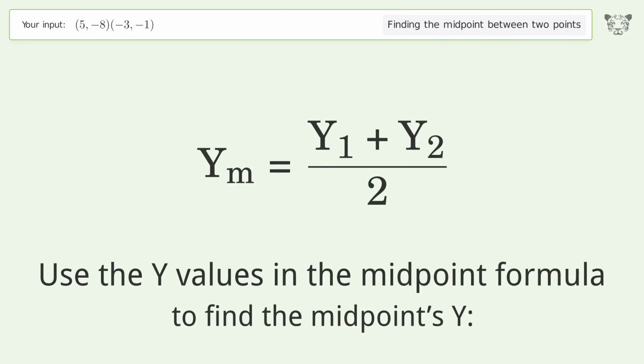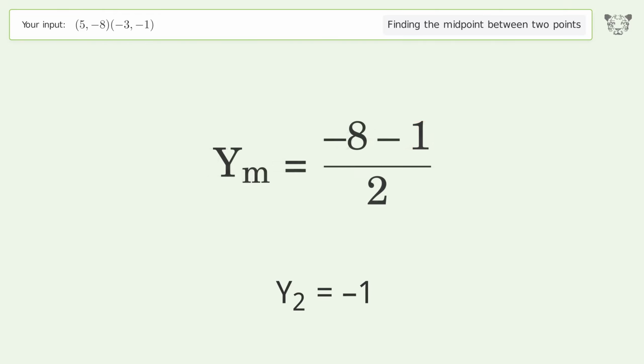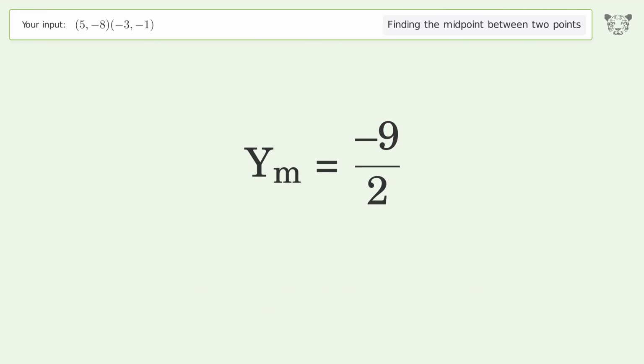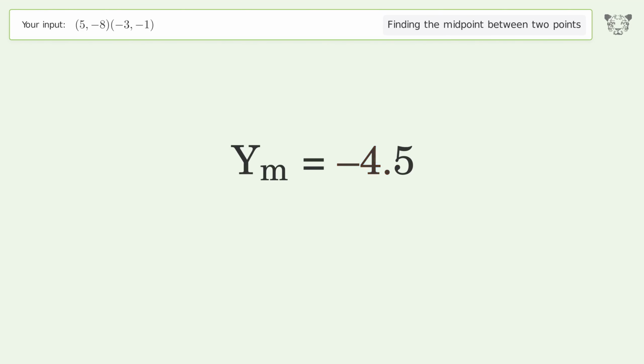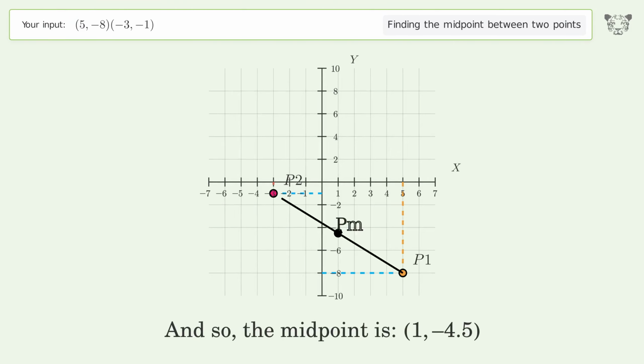Use the y values in the midpoint formula to find the midpoints y. y1 equals -8. y2 equals -1. Simplify the arithmetic. And so, the midpoint is 1, -4.5.